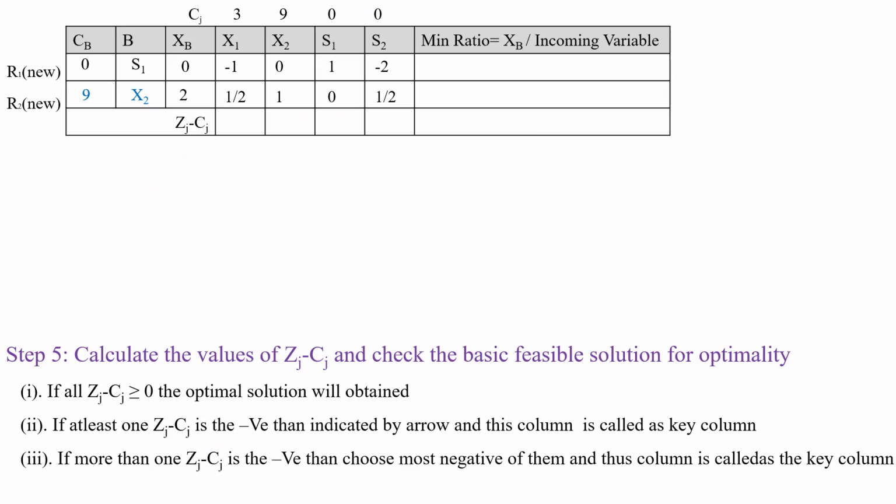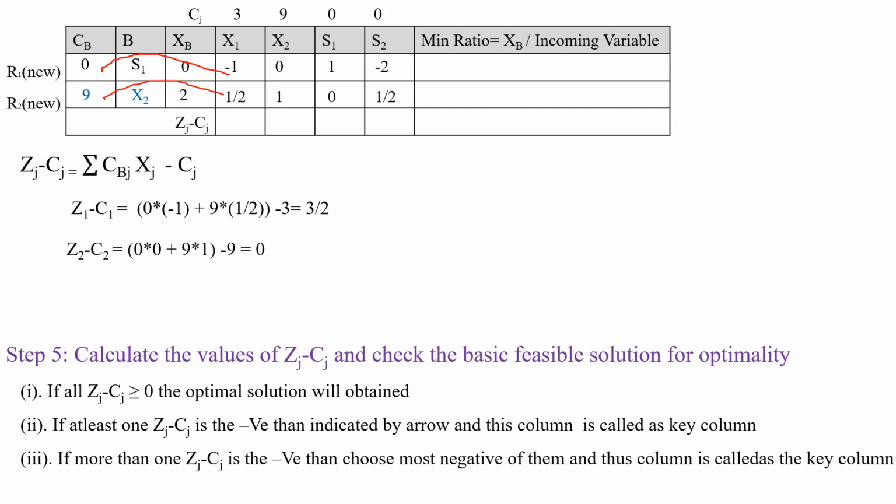So next we have to calculate the Zj minus Cj values. First we calculate Z1 minus C1 for the first variable, that is x1. It is 0 into minus 1 plus 9 into 1 by 2 minus 3. It will become 3 by 2. Next Z2 minus C2 for the second variable, that is x2. Z2 minus C2 for the x2 variable is 0 into 0 plus 9 into 1 minus 9. This value is 0.